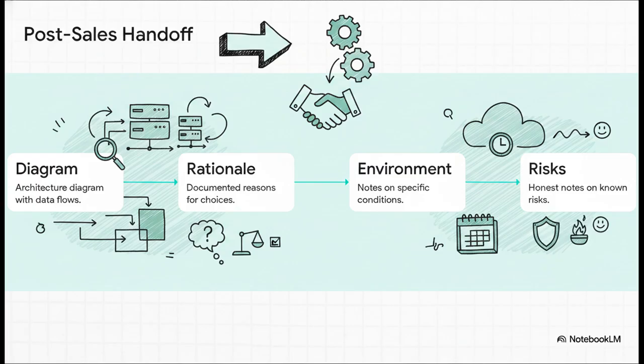It ends with a handoff. Your critical post-sales handoff needs 4 specific artifacts. Step 1 is the architecture diagram, showing the exact components and data flows. Step 2 is the decision rationale we just talked about. Step 3 covers the environment notes. And Step 4 contains honest risk notes. Providing these 4 things is the legacy you leave the implementation team. It ensures they never have to start from scratch, and they never have to ask the customer the exact same questions twice.